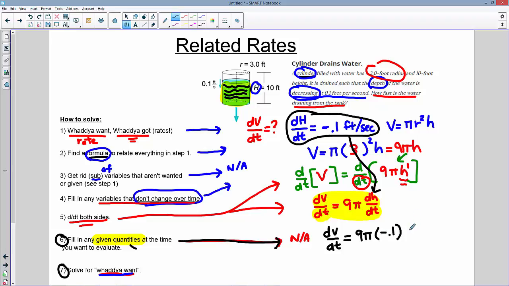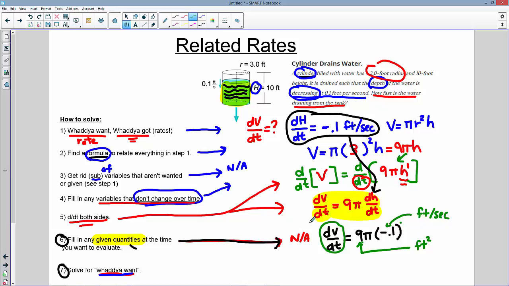Now, if you want to talk about units, which actually is very valuable here, I'll use a different color. This is feet per second. And if you remember where this 9 came from, this 9 was from the 3 squared, and the 3 was the radius, and the radius is in feet. So this is actually feet squared. So when you multiply feet squared by feet, you get feet cubed. And that's exactly what I want, considering that I'm dealing with dV/dt. I want feet cubed per second.